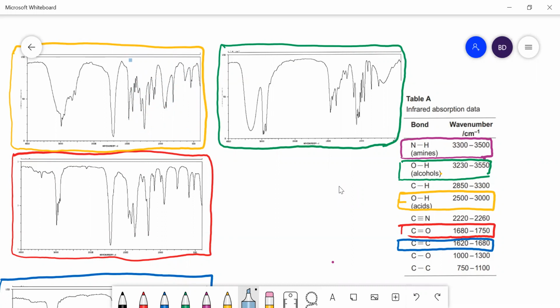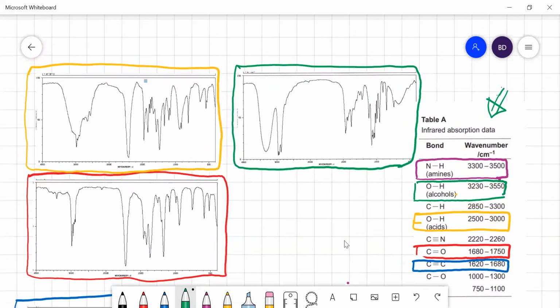Right, so I said AQA give us this table here, and some of it is not worth knowing because like these two, CO and CC, they're in the fingerprint region, so we're not going to worry about them. But there's other ones that come up all the time. We need to be able to recognize them, not so much by the number, but by this shape.